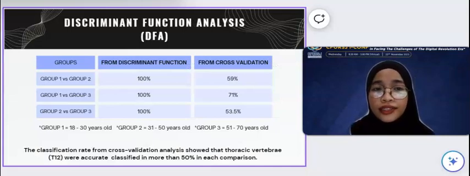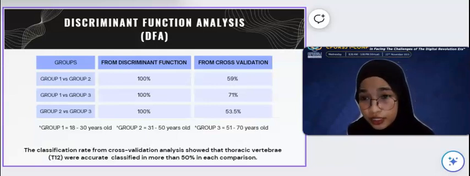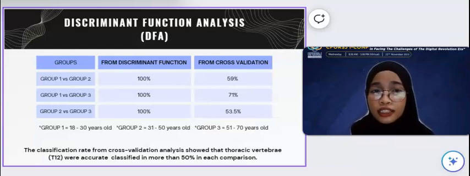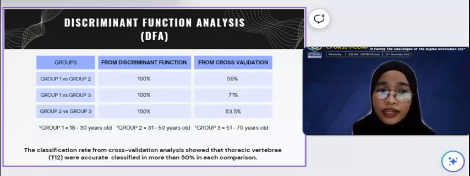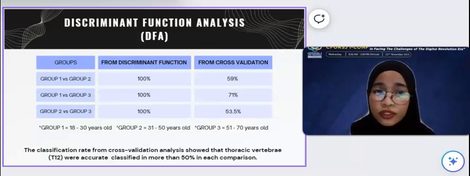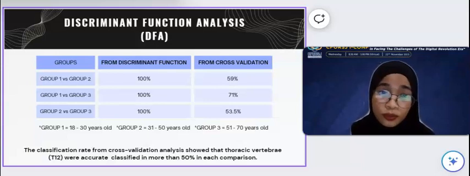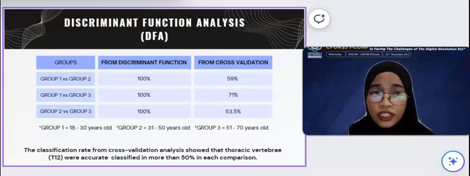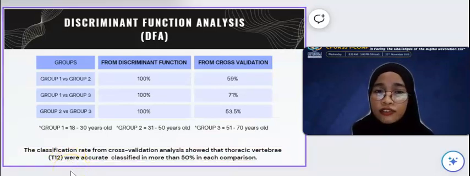Next, we will take a look at discriminant function analysis, which is DFA. For your information, DFA is a statistical technique used for classifying a set of observations into predefined classes. This technique identifies the linear combination of variables that maximizes the difference between groups while minimizing the variation within groups. So we can see that the classification rate from cross-validation analysis shows that thoracic vertebra T12 was accurately classified in more than 50% in each comparison.